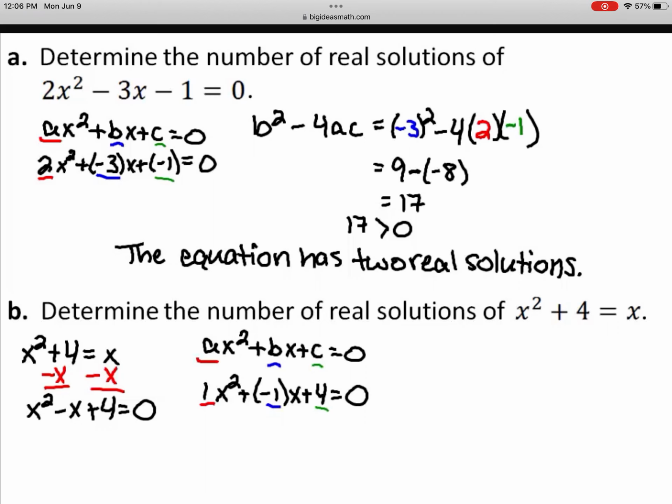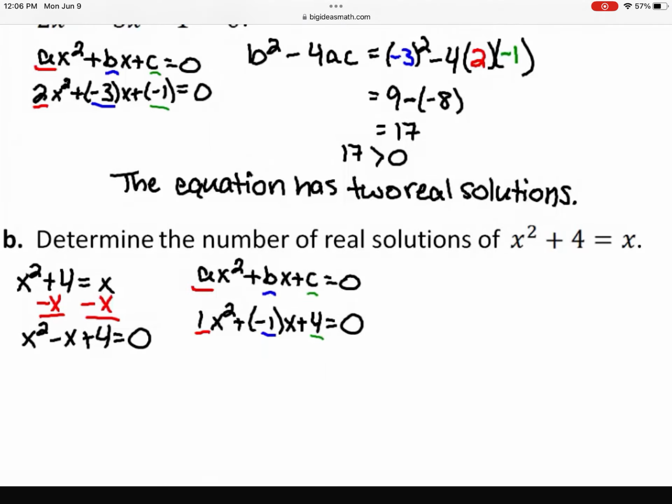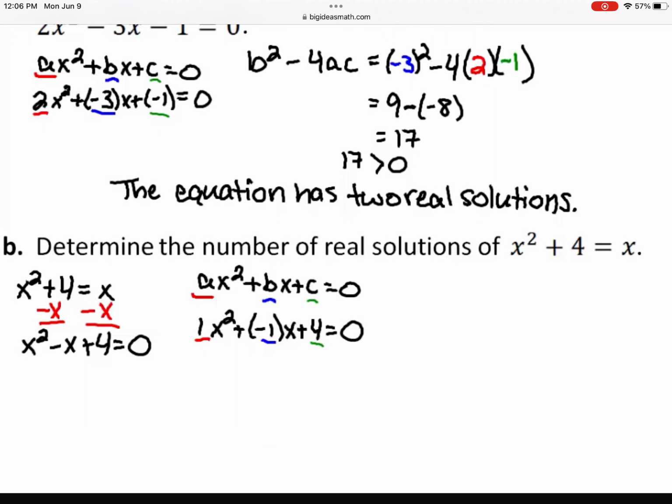Again, you want to use the discriminant to find the number of real solutions of the quadratic equation. The discriminant is b squared minus 4ac. Substituting 1 for a, negative 1 for b, and 4 for c, you get the quantity negative 1 squared minus 4 times 1 times 4.